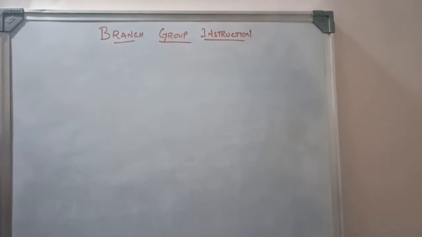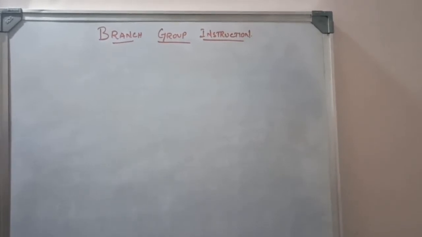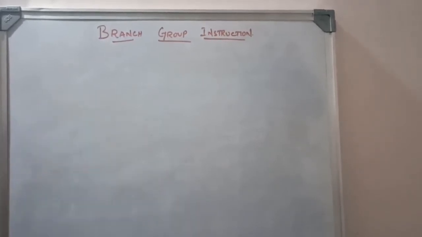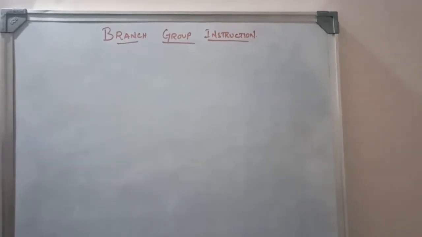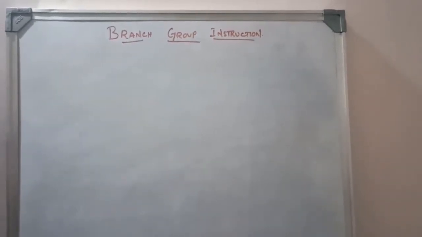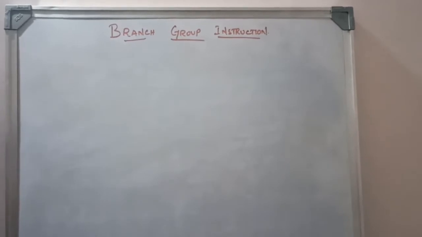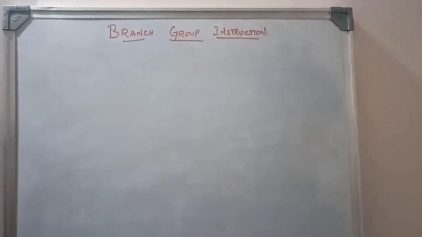So this video we focus on branch group instructions. What is a branch group instruction? A branch group instruction just alters the sequence of program flow, just skipping the sequence of program flow. So that's called a branch group instruction.